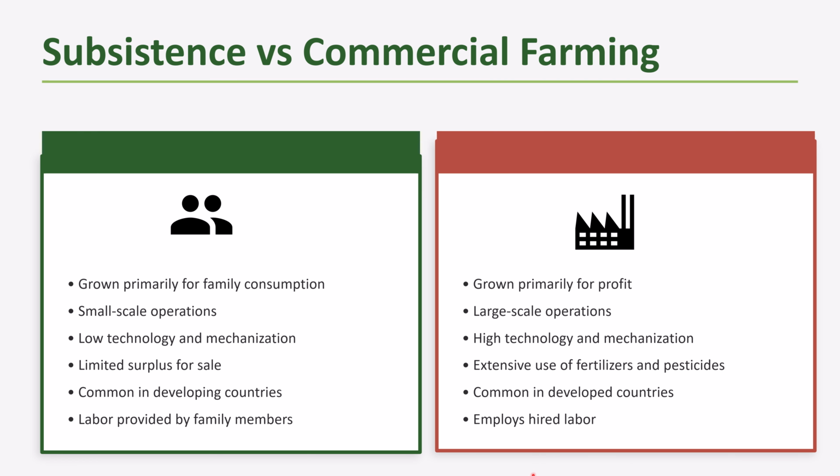Here are the key points: grown primarily for profit, large-scale operations, high technology and mechanization, extensive use of fertilizers and pesticides, common in developed countries, employs hired labor.